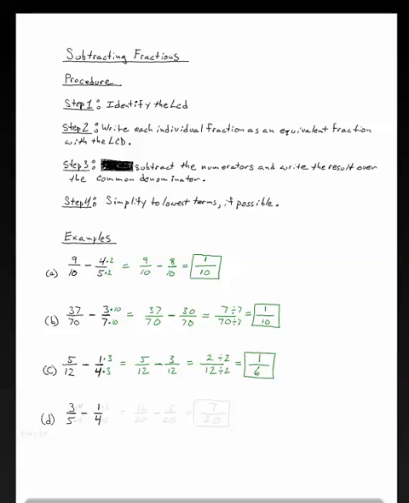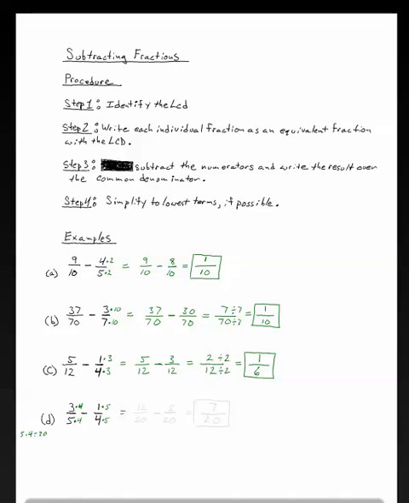Example D gives us 3 over 5 minus 1 over 4. So looking at our denominators of 5 and 4, I know that 5 times 4 equals 20. And there doesn't appear to be a lower denominator, so we'll use the common denominator of 20. So 5 times 4 is 20. Whatever I do to the denominator, I have to do to the numerator, so I multiply the 3 by 4 as well. And 4 times 5 is 20. So I have to multiply the 1 by 5 as well.